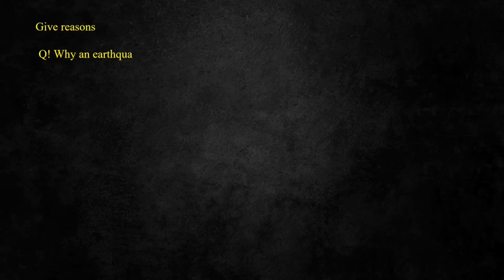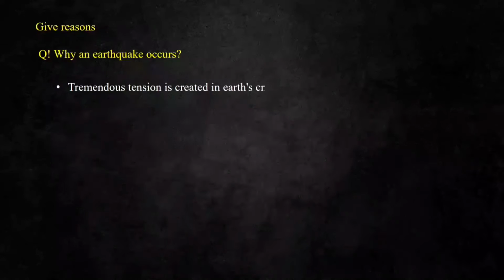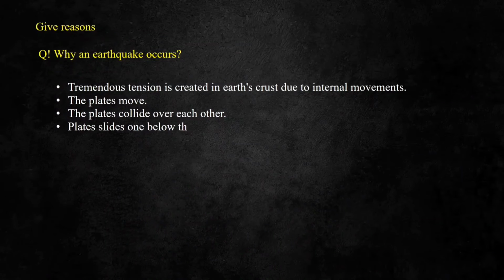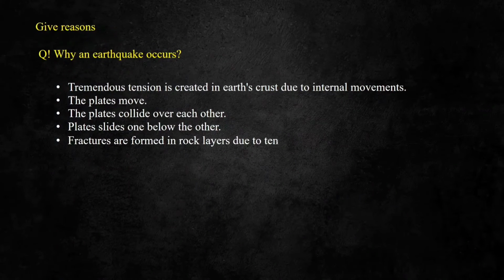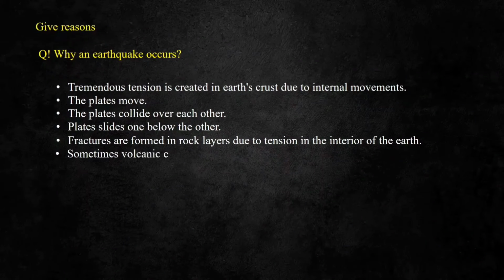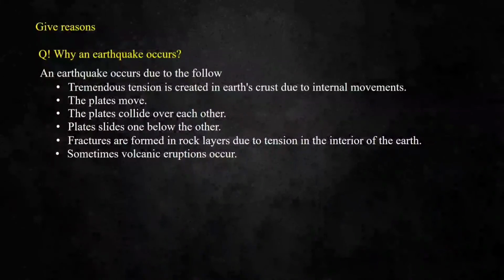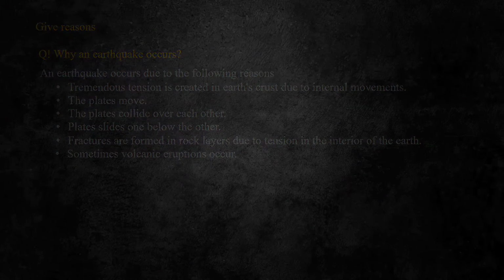Why does an earthquake occur? Tremendous tension is created in Earth's crust due to internal movements. The plates move. The plates collide over each other. Plates slide one below the other. Fractures are formed in rock layers due to tension in the interior of the earth. Sometimes volcanic eruptions occur. An earthquake occurs due to the following reasons.